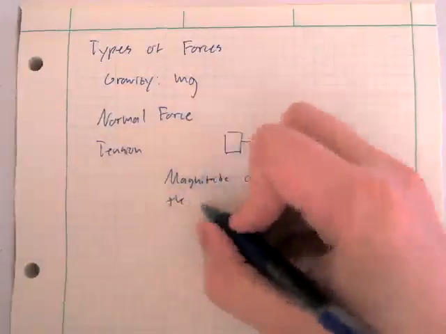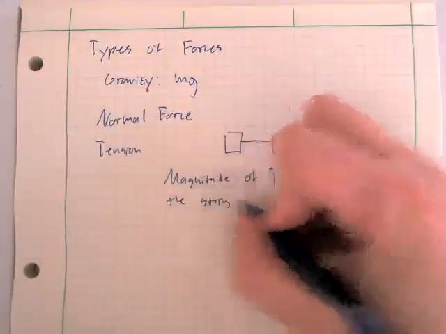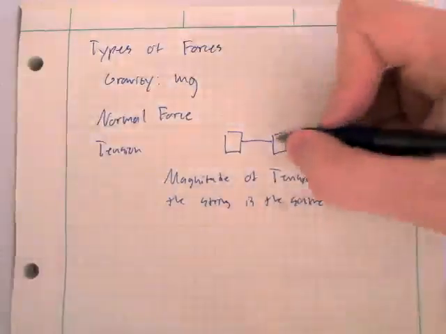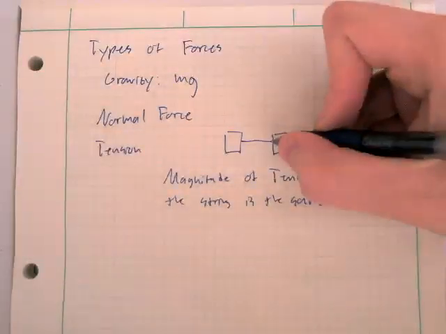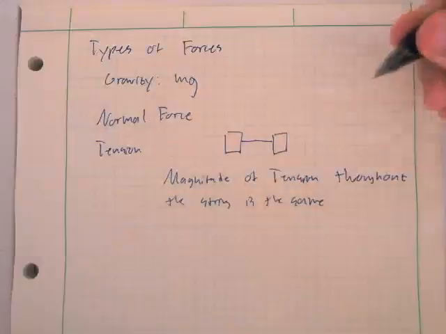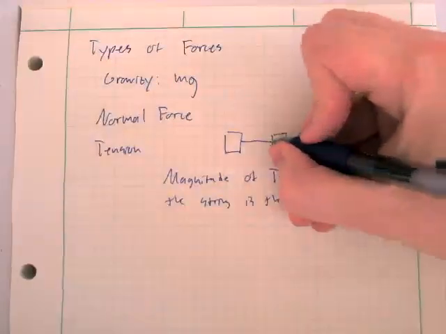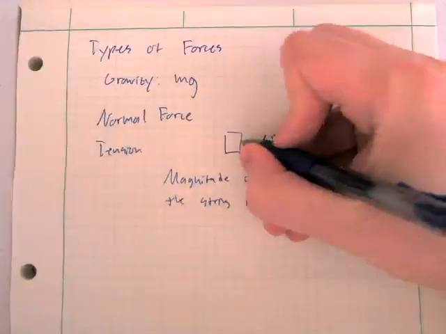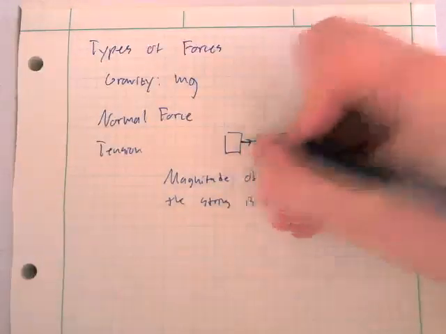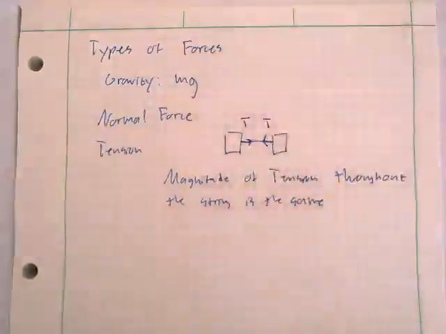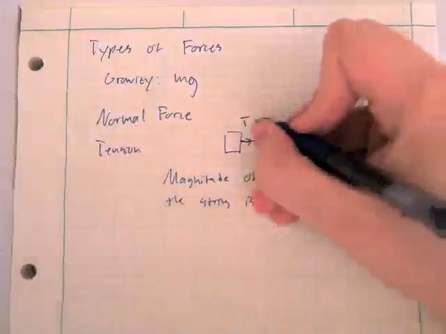Throughout the string, the tension is the same. If there's this string here, this end of the string tied to this block is going to apply a force to pull this block to the left. This end of the string is going to pull this block to the right. The direction is different, but the strength of this tension force has to be the exact same.